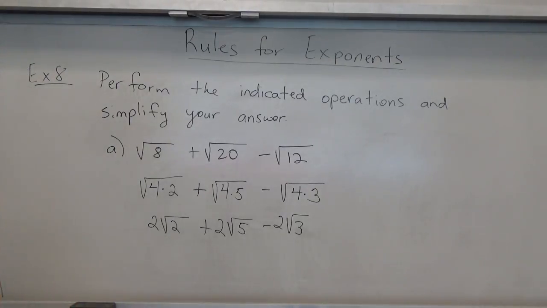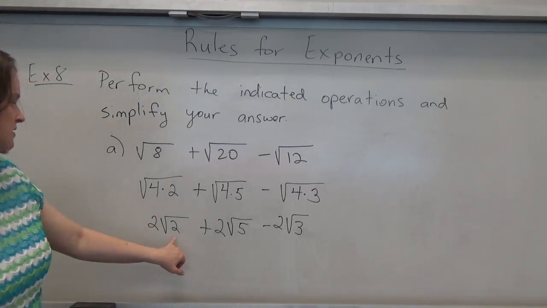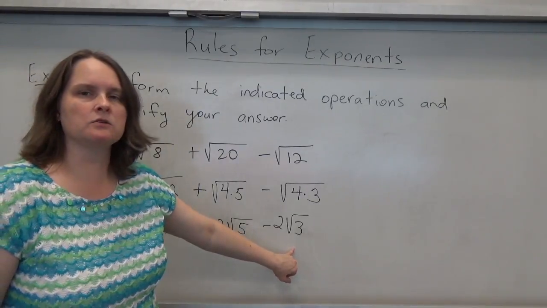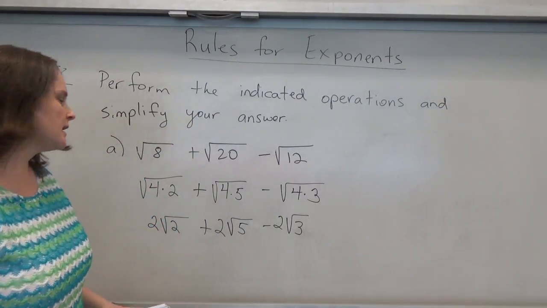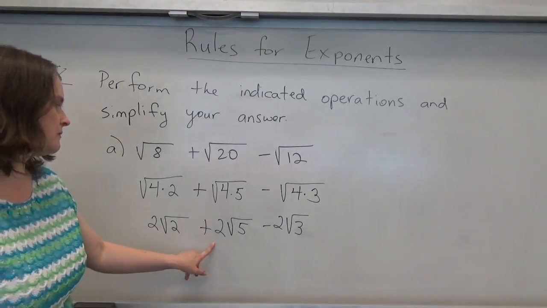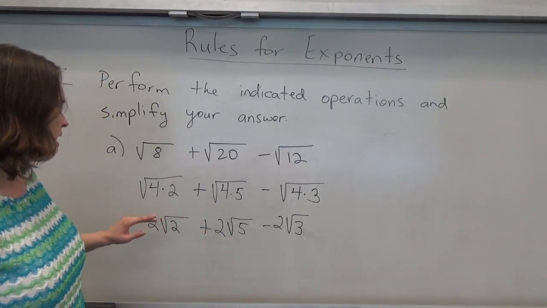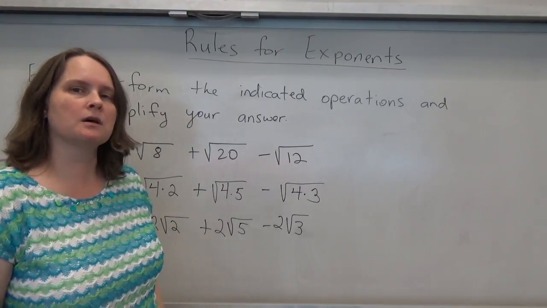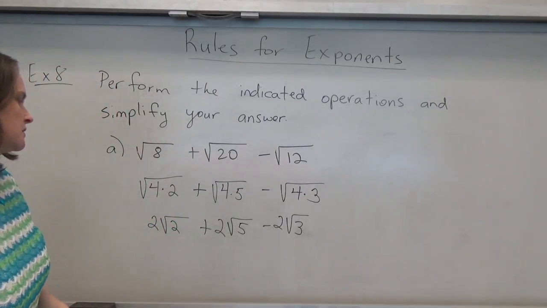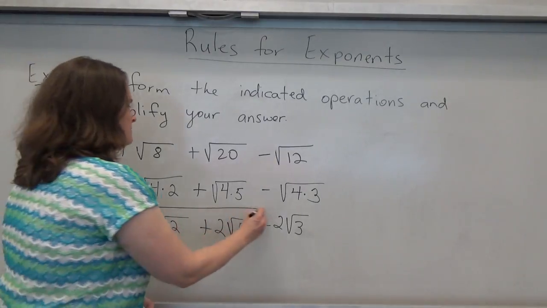Now the question is, can any of these be combined any further? The answer is no. Again, we cannot combine these any further because we have different numbers inside each of these radicals. In order for us to combine these, everything would have to be identical except possibly for the number in front of the radical. So if we had all 2's inside the radicals but different numbers on the outside, then we could combine them. Here we cannot. So this is as far as we can take it.